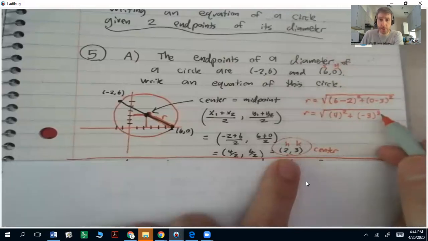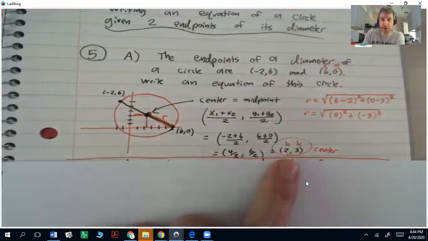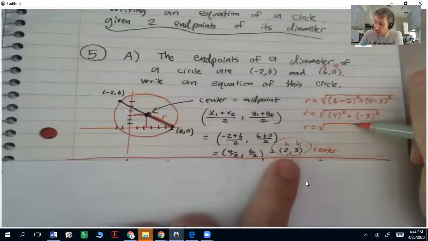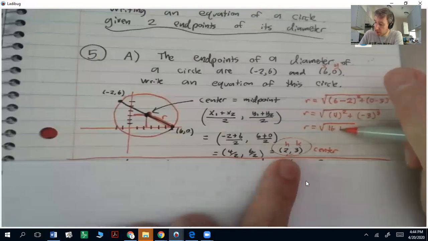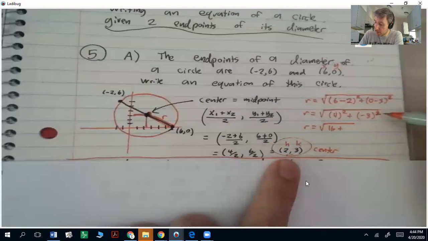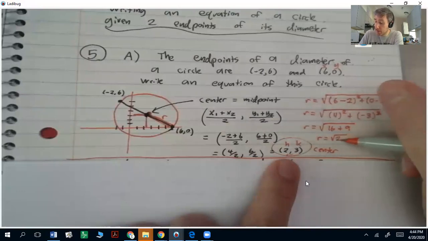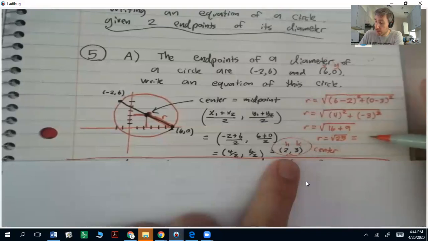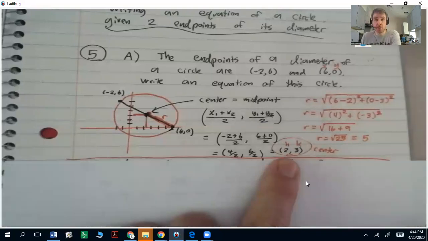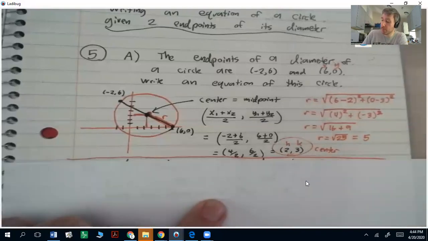And a negative squared is always a positive. Use parentheses if you're using your calculator. And that should give you a radius of the square root of 4 squared, so that's 16, plus -3 squared is 9. 16 plus 9 is 25. So your radius is the square root of 25. And we actually have a number we can square root this time. So our radius is going to be 5.